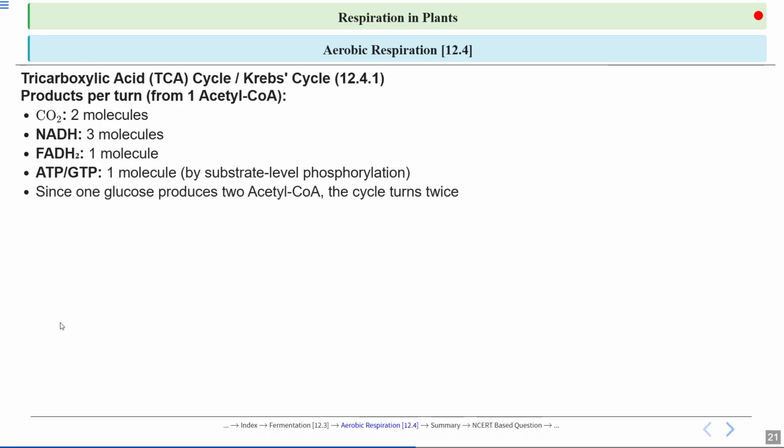Since each glucose molecule produces 2 acetyl coenzyme A, the TCA cycle turns twice for every glucose. So this means that all products we just listed are doubled per glucose. So if we see the total products from one glucose molecule, we will get 4 carbon dioxide molecules, 6 NADH, 2 FADH2 and 2 ATP or GTP.